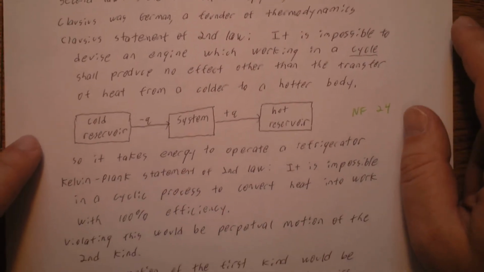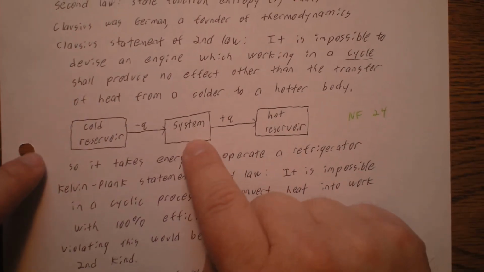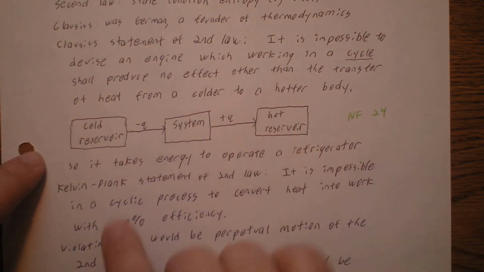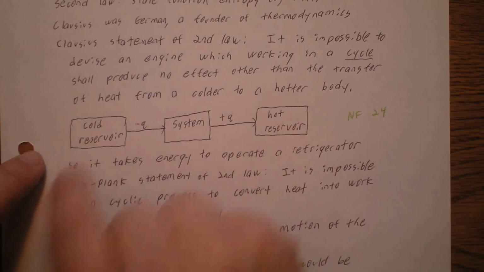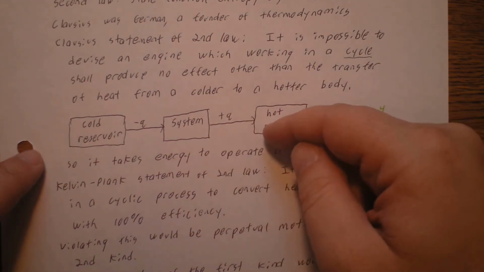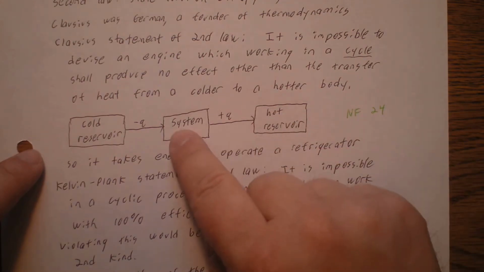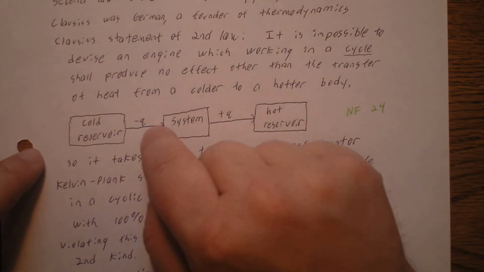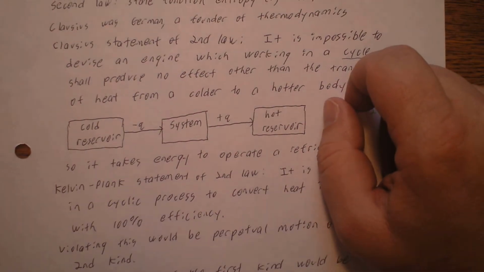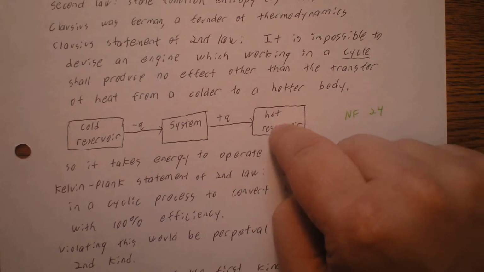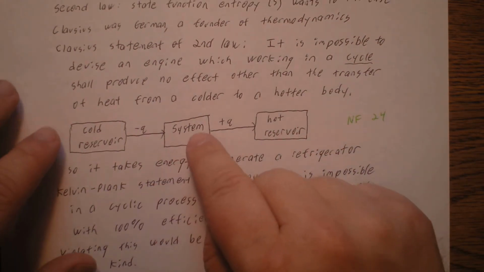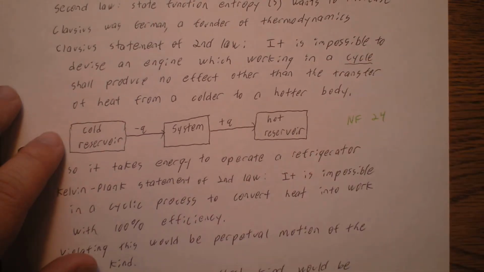So here's what we're showing here. We have our system here. There's a cold reservoir and a hot reservoir. We don't need to know the temperatures, just to know that this is hotter than that. So remember, plus Q would mean going into the system. Minus Q means coming out of the system, right? We would expect energy to flow from the hot reservoir through the system to the cold reservoir. But Clausius says that is impossible.